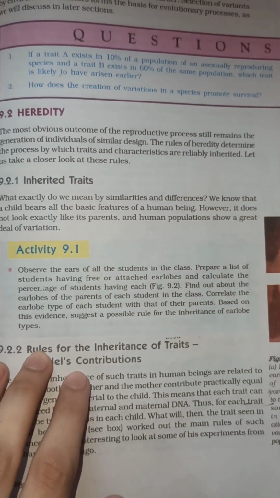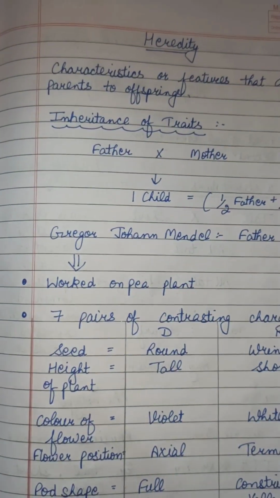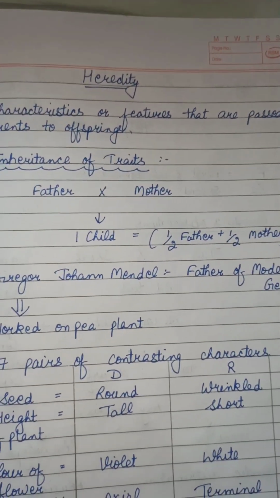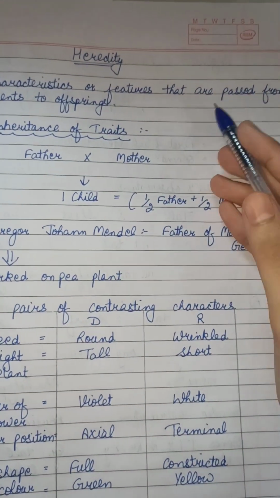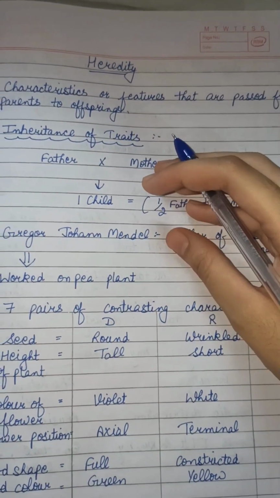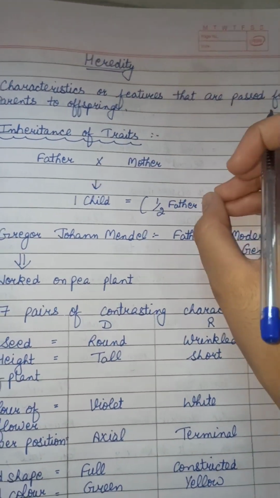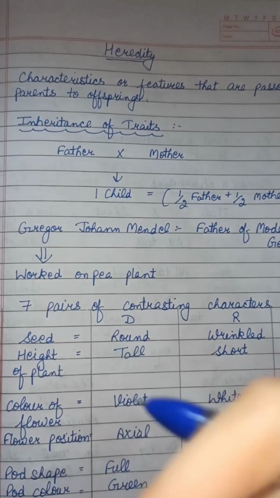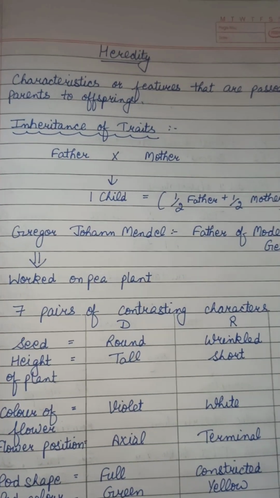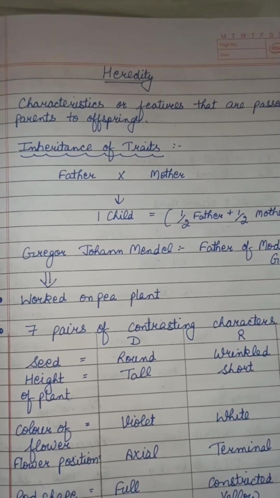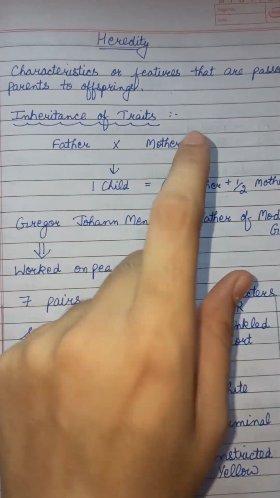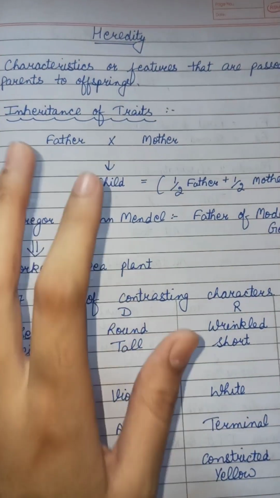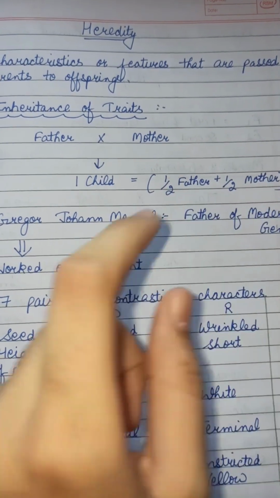This is NCERT book of class 10th science. So let's start. Firstly we will see what is heredity. Heredity means characteristics or features, that are physical features which are passed on from parents to offsprings, like from our mother and father to us. So that is our heredity. That is the features which are passed down from parents to their children. So next is inheritance of traits, that is father and mother. Both father and mother contribute equally for a specific trait in a child, half from father and half from mother.